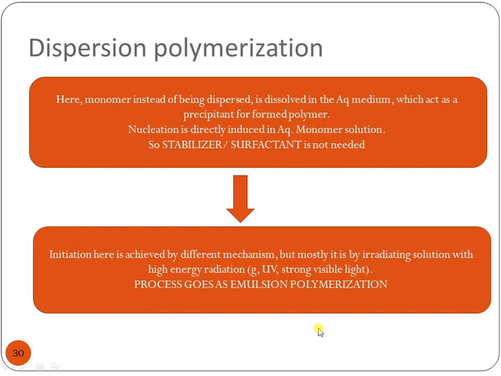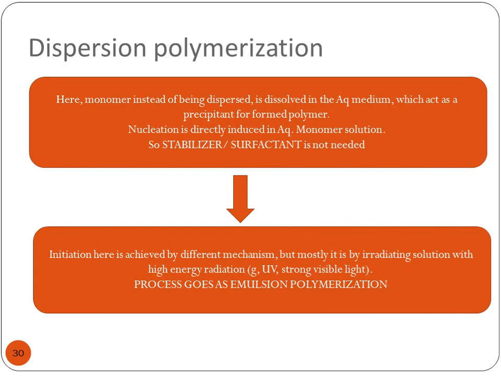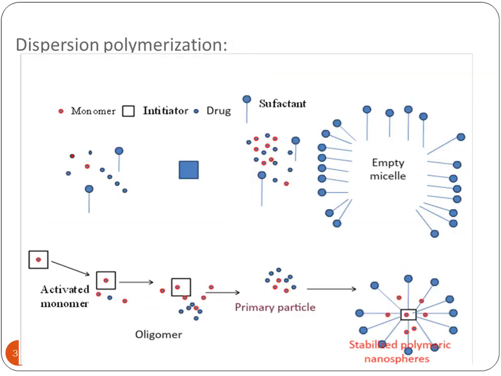Nucleation is directly induced in the aqueous monomer solution, and so stabilizer or surfactant are not needed. And initiation here is achieved by a different mechanism, mostly by irradiating the solution with high energy radiation. We can go for UV or strong visible light, and the process goes on as in emulsion polymerization. The process is the same, and the difference is that the monomer is dissolved in the aqueous medium, and these energy sources are used as initiator. The rest of the process is the same.